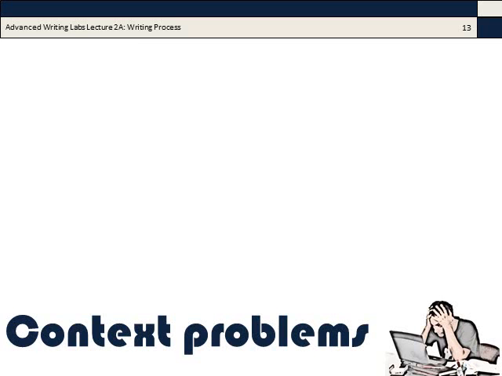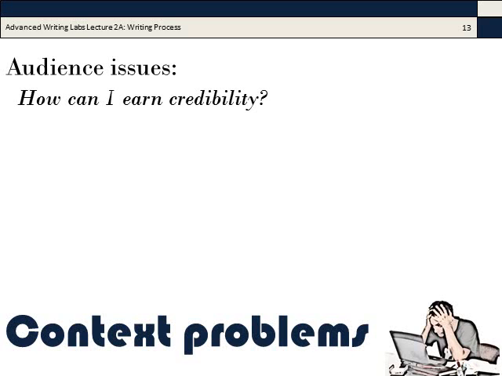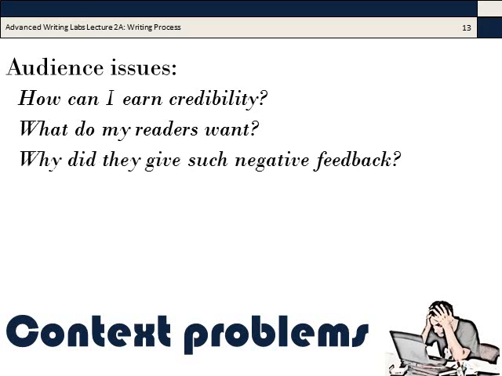Now, the fact is that many of the challenges that drive writers crazy actually have to do with context. For example, audience issues. How can I earn credibility from this audience? What do my readers really want? Why do they give such negative feedback? Have you ever felt that with regard to, for example, college professors?